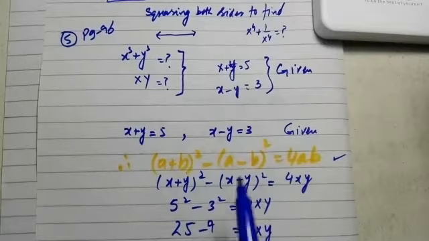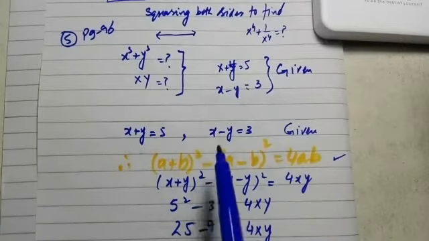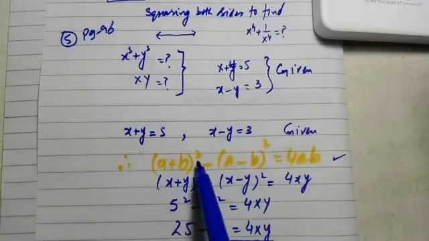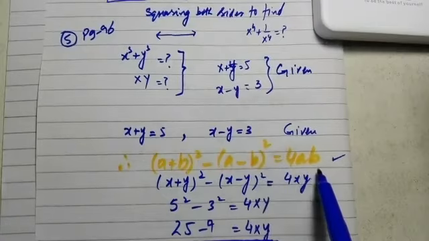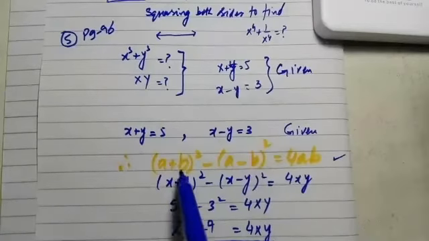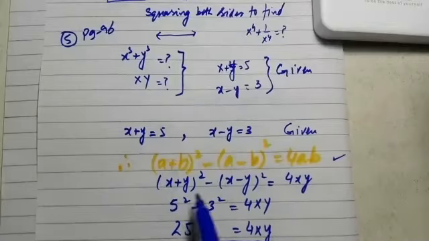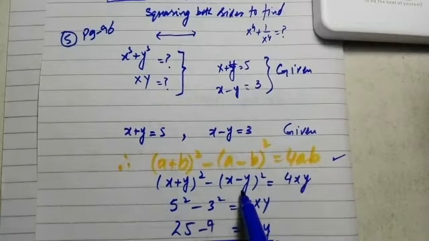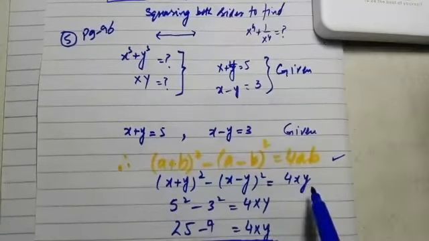So I have written this formula, which is written in the yellow highlighted color: (a plus b) whole square minus (a minus b) whole square is equal to 4ab. If you translate it according to the given variables x and y, you will rewrite the formula this way: (x plus y) whole square minus (x minus y) whole square equals 4xy. This is the formula which I am using, in terms of x and y.